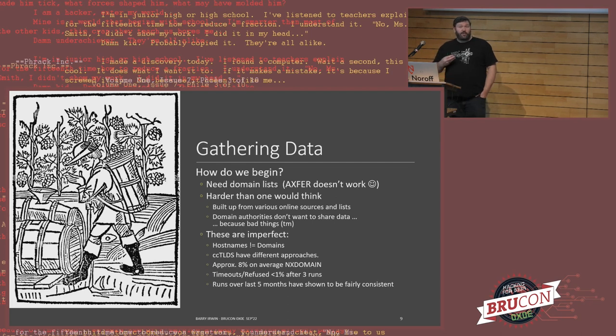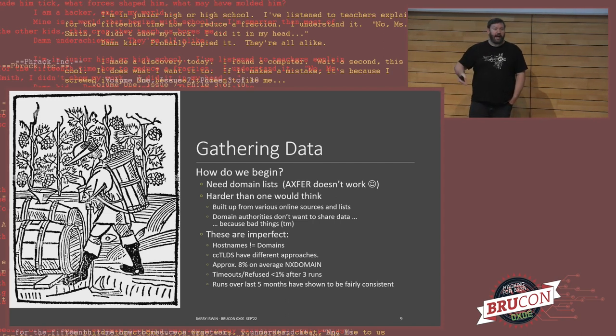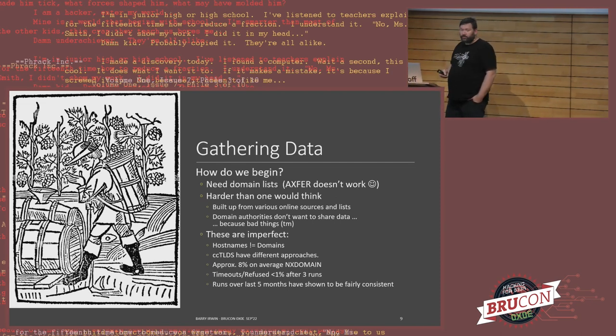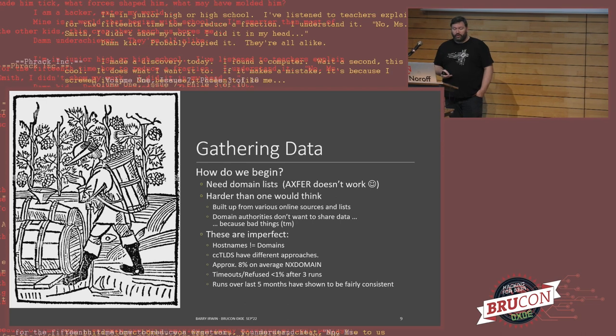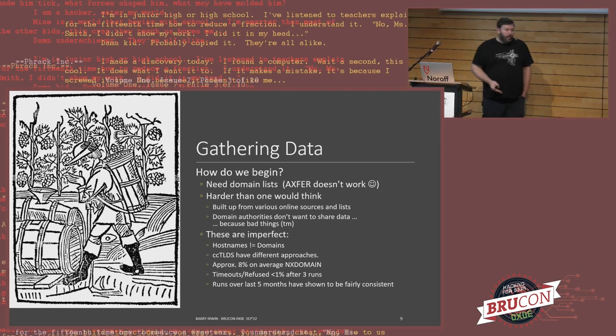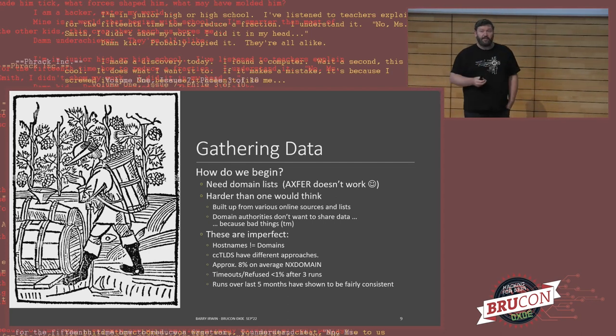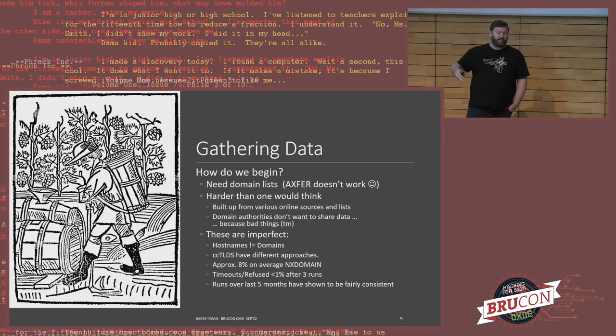What was interesting is that pretty much across the board, as I went through iterating, around about 8% of the queries would come back reliably saying NXDOMAIN, no such domain. In other words, the domain had expired. And this is not unexpected. It just shows that there is a churn of domains. Overall, less than 1% of domains existed, but were either timing out or refused after a couple of runs.